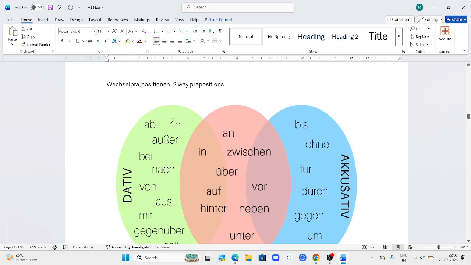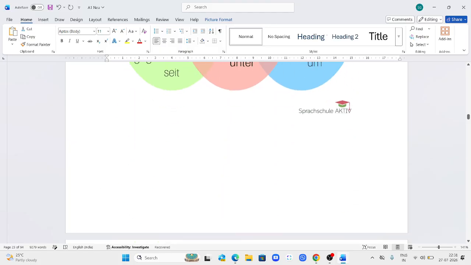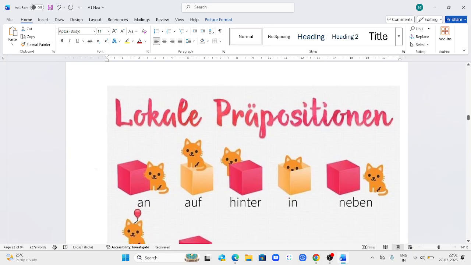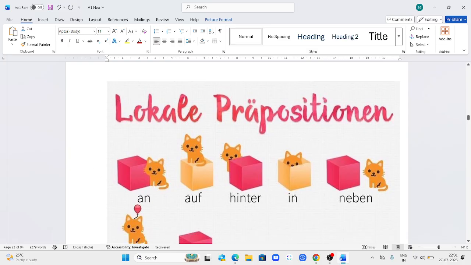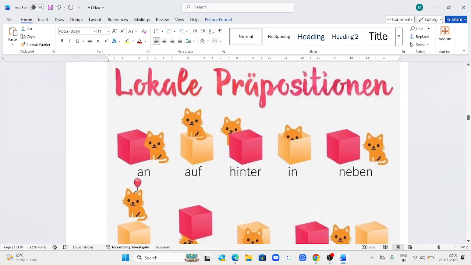Apart from these accusative and dative prepositions, you have one more type of prepositions which I don't want to teach now, which is called locale Präpositionen. You can see the picture. You will just learn a little and we'll wind up with today's class. I will not go in depth because I'll teach you when you have learned accusative and dative prepositions by heart by tomorrow.